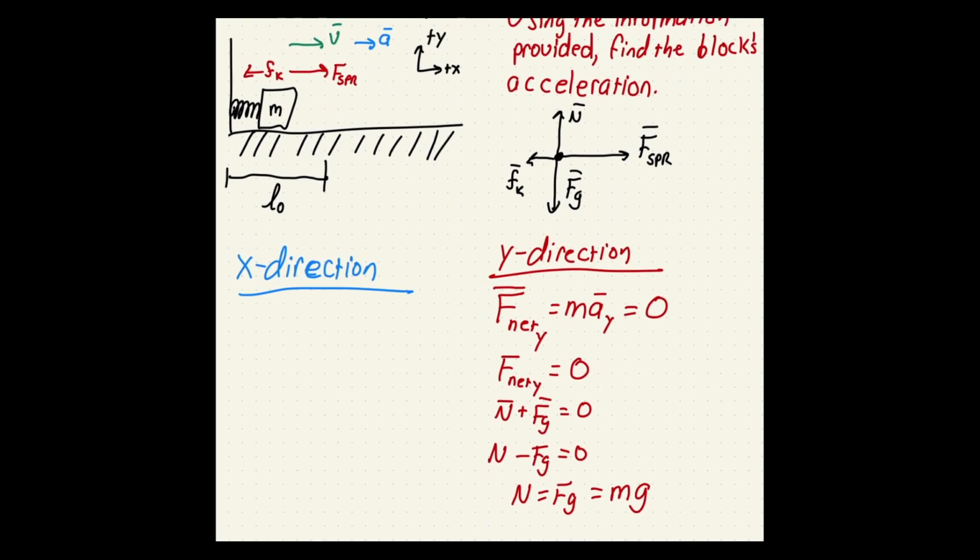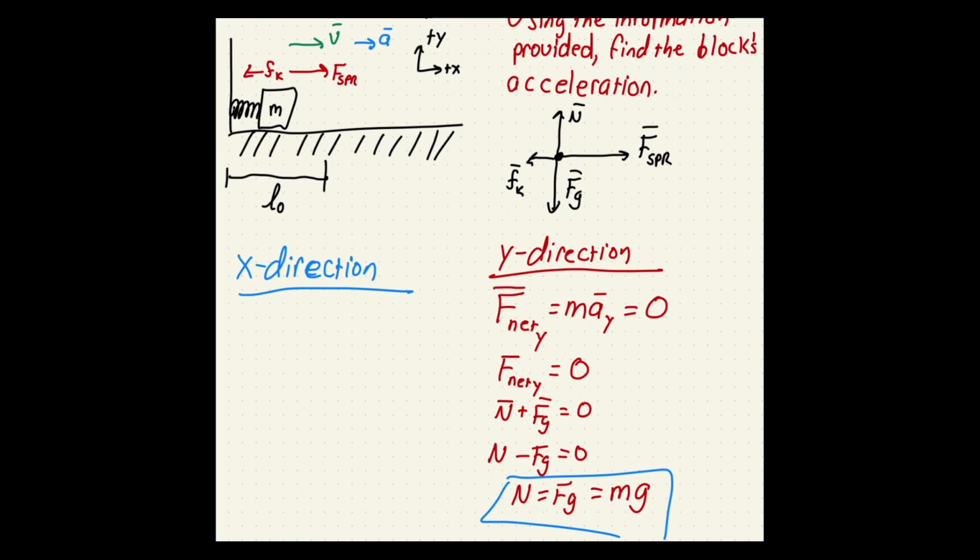This isn't necessary to do every time. If you know that you're on a horizontal surface, you can probably just go ahead and say that n is equal to mg. But if you're not on a horizontal surface, or if you have another mass on top of your mass, you have to take those into consideration. So that's our important takeaway from this y component stuff, is that our normal force is equal to mg.